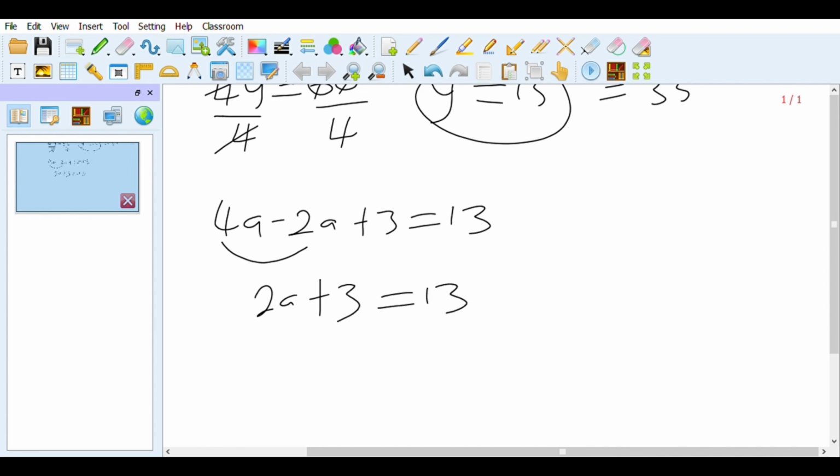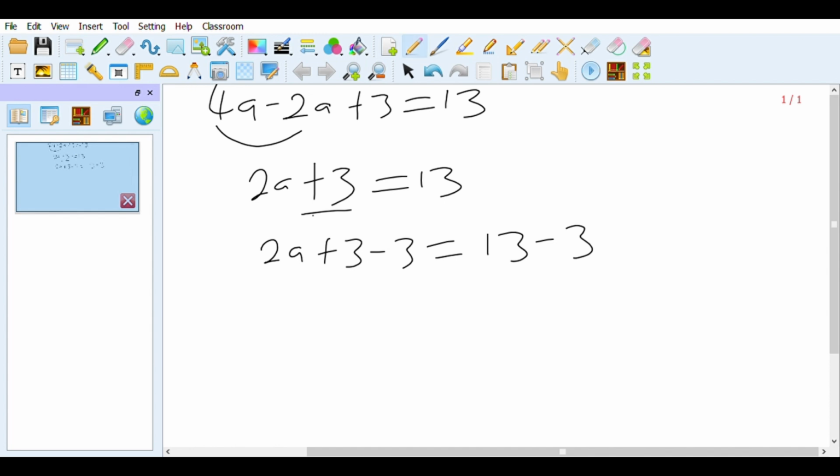Okay, remember the balance method. We have 2a plus 3. A is the unknown. Okay, a is the variable. Call it variable or the unknown. So since we have a plus 3, the additive inverse of plus 3 is minus 3. So we're going to subtract 3 from both sides. Since we subtract 3 from the left side, we will also subtract 3 from the right hand side. Okay, so plus 3 minus 3 is 0. They are additive inverse of each other. So we're left with 2a is equal to 13 minus 3 will give you 10.